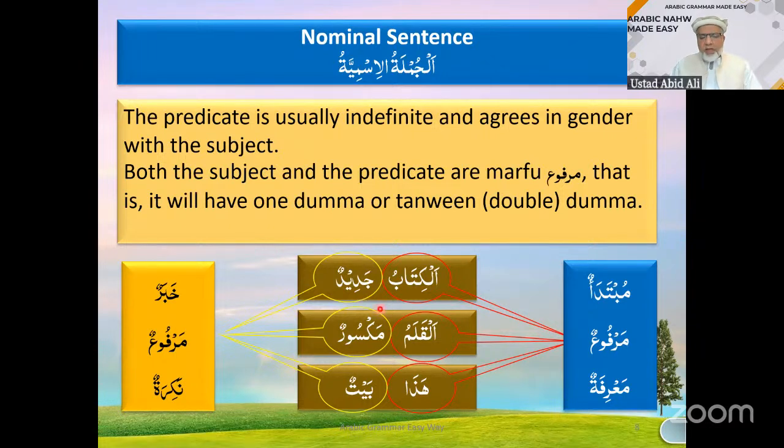The khabar is nakira and the mubtada is marifa. Do you see? In jadidun, there is no al here, so it's nakira. But the status of jadid is also rafa, and this is known as the khabar. So this marifa and nakira combination with both in the status of rafa is what brings the "is" in the sentence. Al-kitabu jadidun means the book is new. Al-kalamu maksurun, the pen is broken. Hadha baytun, this is a house.